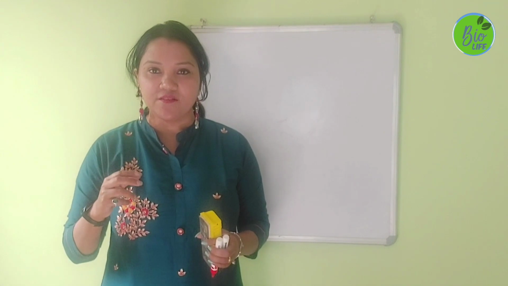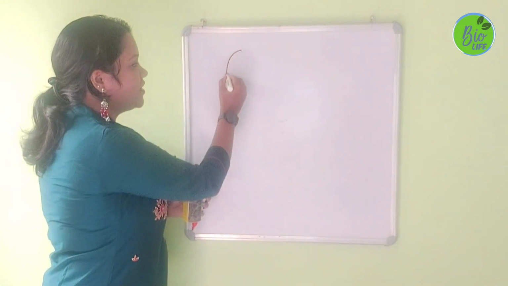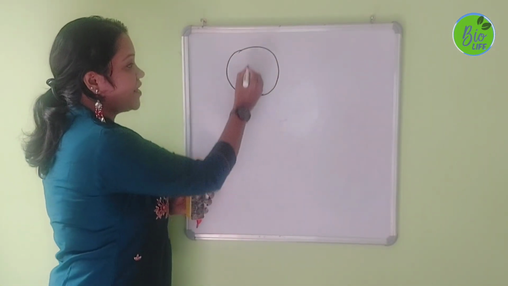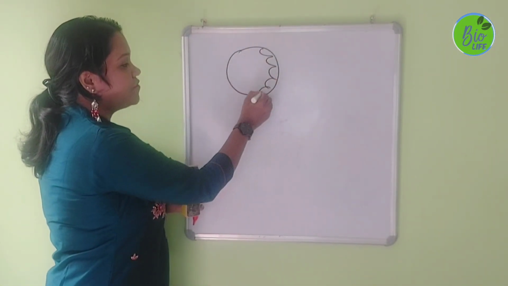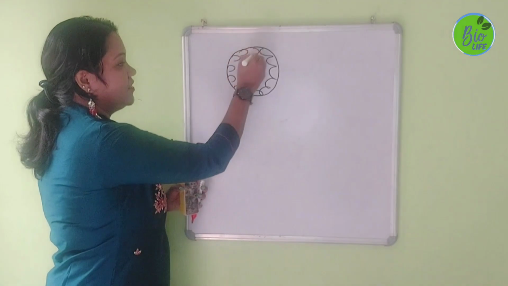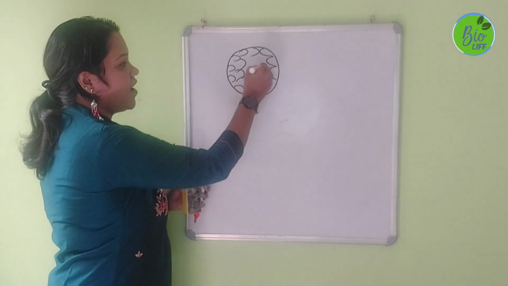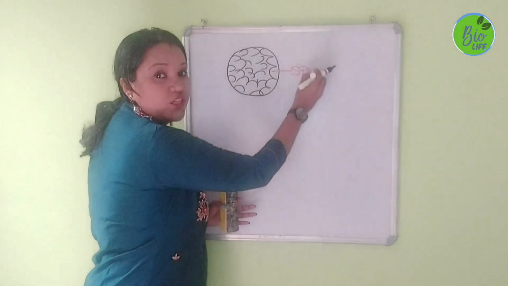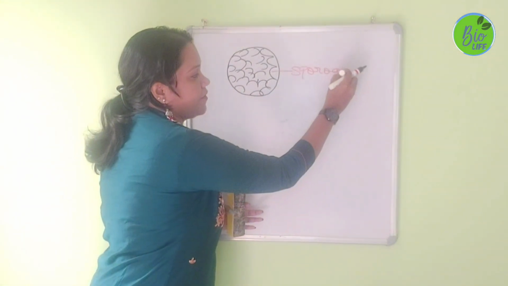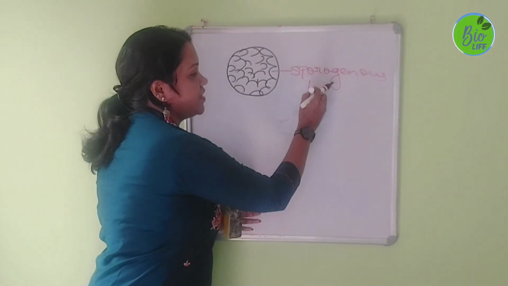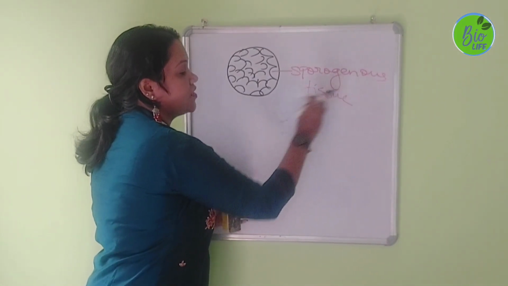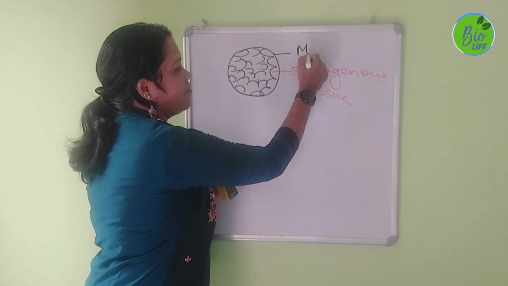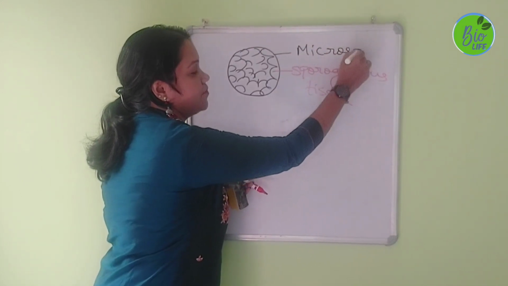Microsporangium, when further developed, forms the pollen sac inside which pollen grains are produced. As I told you earlier, inside the microsporangium a group of cells is present. This group of cells is called sporogenous tissue, and this is our microsporangium.